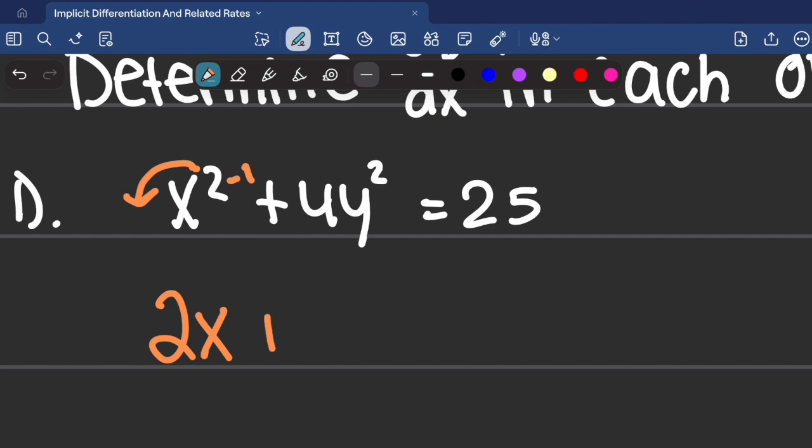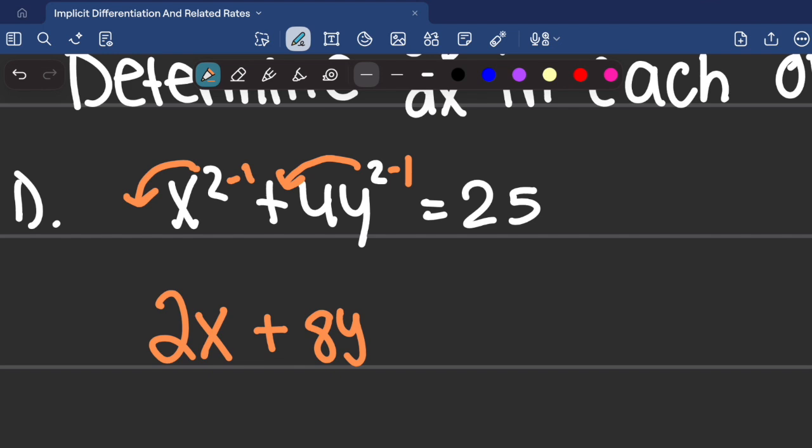So we have that plus, what's the derivative of 4y squared? Same idea, we're going to bring the 2 down. Now we have a number, so we have to multiply the 2 by 4. So 2 times 4 is going to be 8y, because, again, y squared becomes y to the 2 minus 1, which is 1, which is implied, so you don't have to write that.